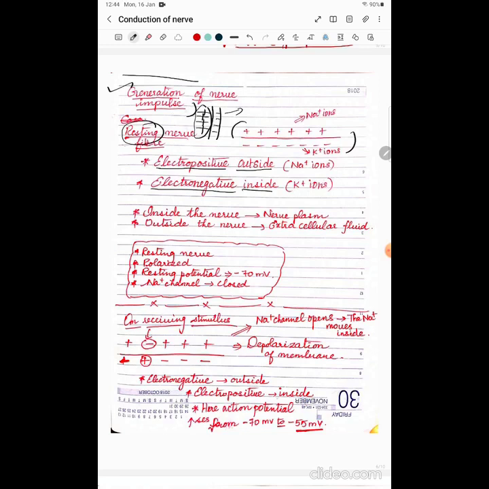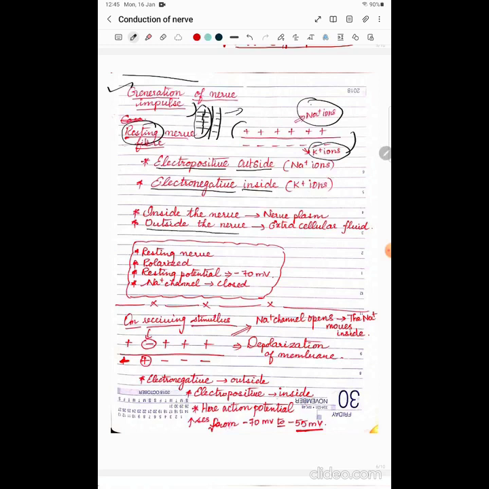At the same time, on the electropositive outer side of the nerve fiber, Na+ ions will be present. On the electronegative side, where the negative charge is present inside the nerve fiber, you can see the presence of potassium ions. Only with the help of the sodium potassium gateway, this nerve impulse is generated. Understood?